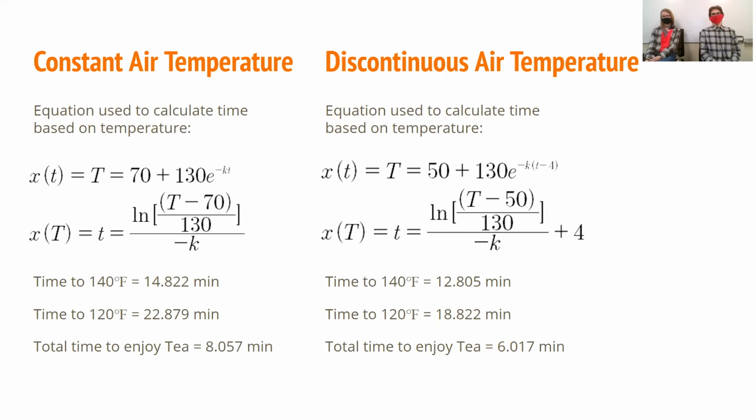We're starting with this derived equation of temperature with respect to time. We then find the inverse of this through some algebra to find time with respect to temperature. This means we can take the temperature that we're looking for, plug it into the equation, and it will give us the time required to reach that temperature. Solving for both sets of initial conditions, we can find the time to 140 degrees Fahrenheit, the time to 120 degrees Fahrenheit, and the difference between the two is the total time that we have to enjoy our perfect cup of tea. For the constant air temperature, this ended up being 8 minutes, and for discontinuous air temperature, this ended up being 6.